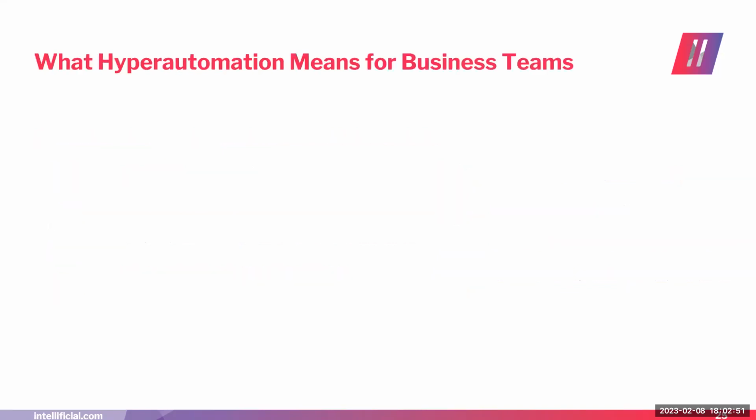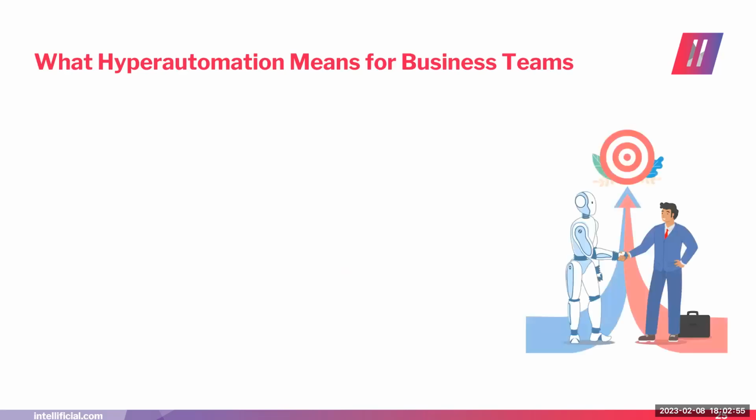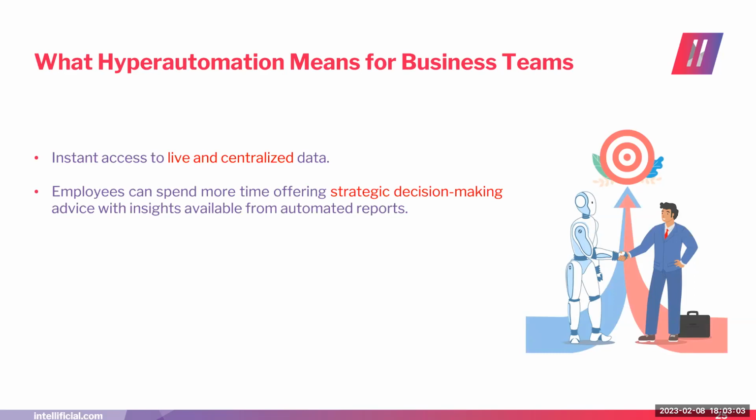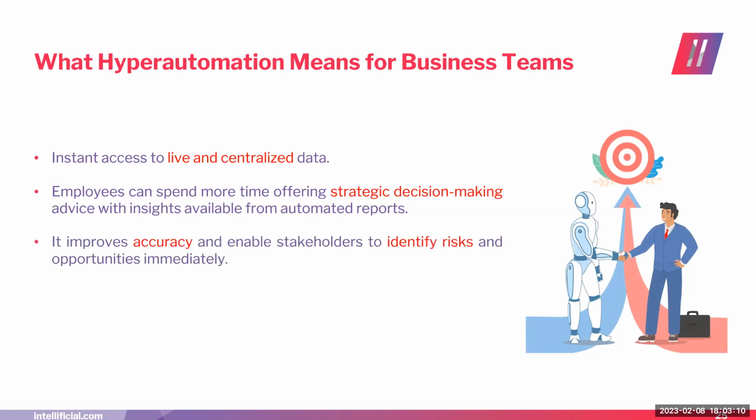So the next slide is what hyperautomation means to the business teams. So they get instant access to live and centralized data. I might sound repeating the same point. Employees can spend more time offering strategic decision making, advice with insights available from automated reports, and it improves the accuracy and enables stakeholders to identify risk and opportunities immediately.